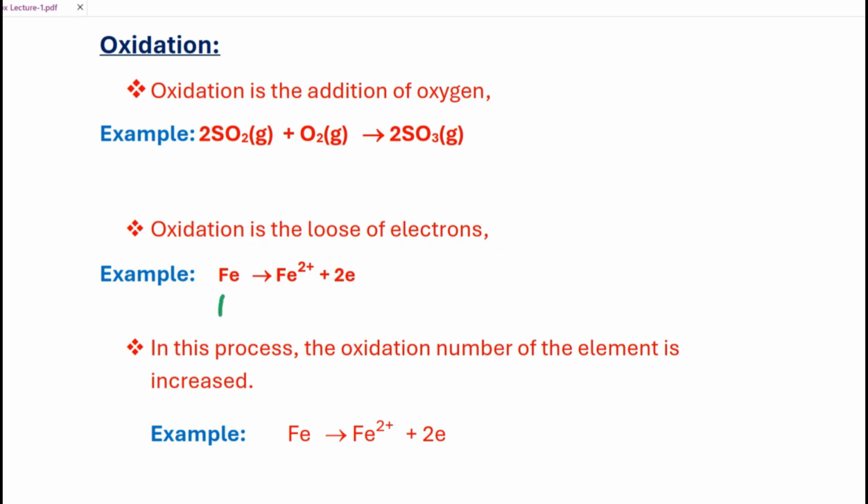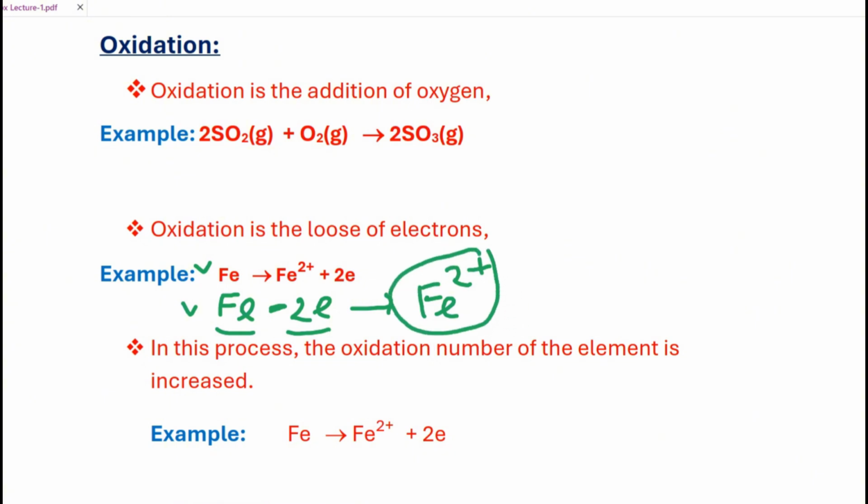Here you can show in this way, iron loses 2 electrons to form iron 2 plus. Here iron loses 2 electrons, it becomes an iron 2 plus ion. So this is also oxidation.